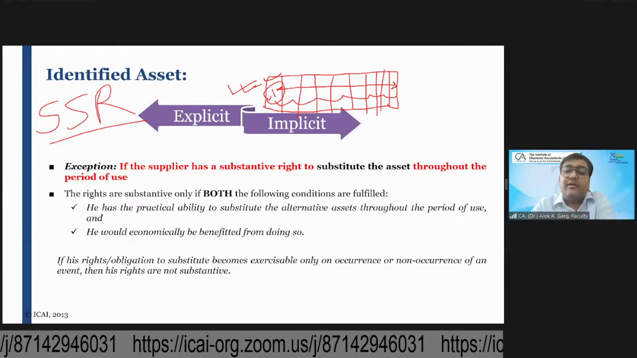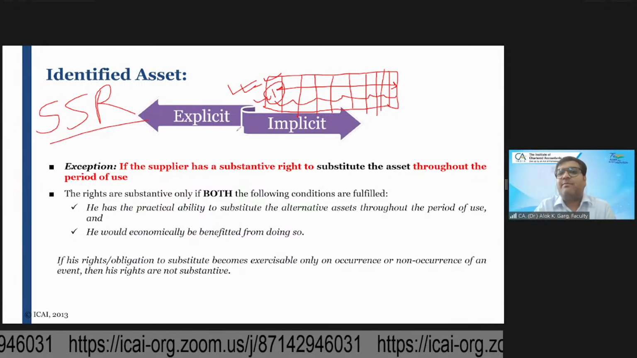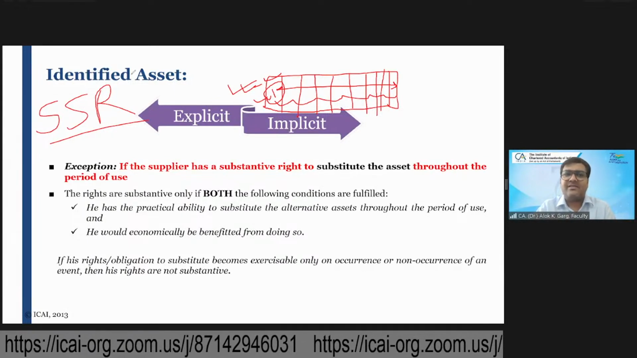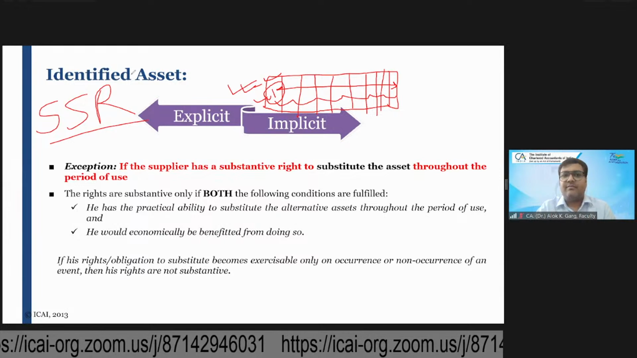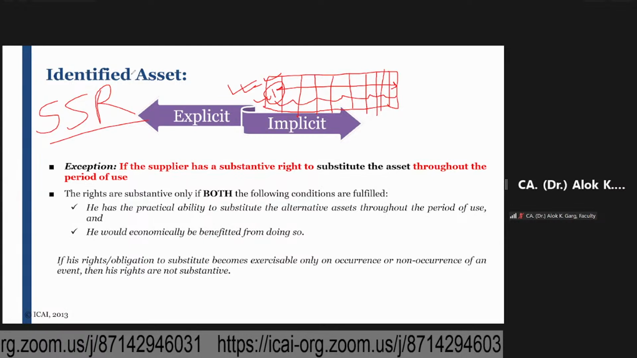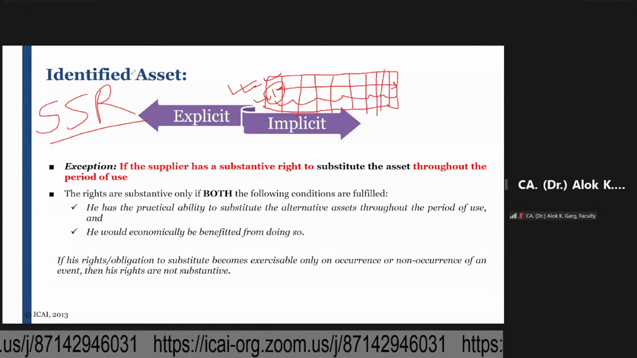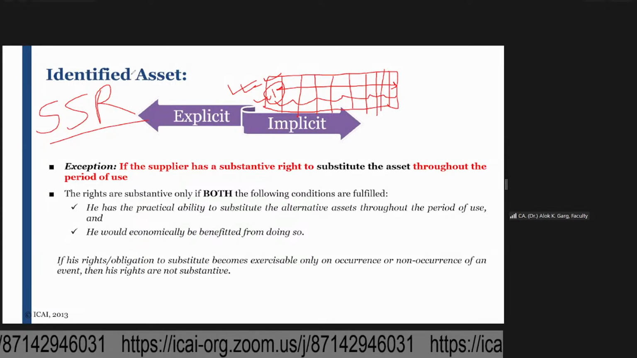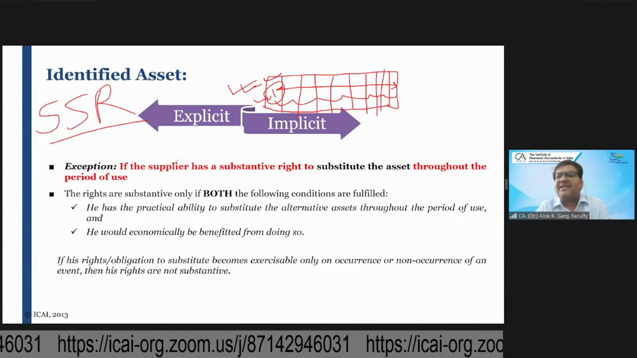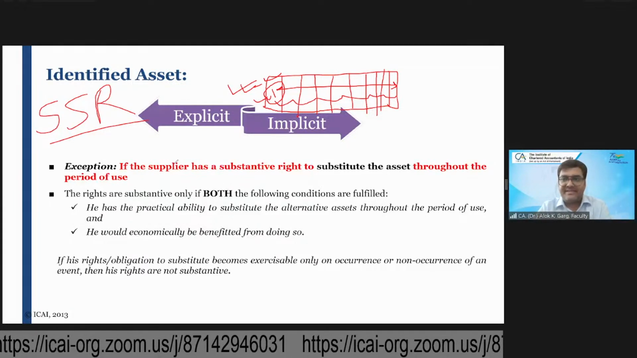Correct? Now my question to all of you: question number 1, whether this asset is explicitly or implicitly given in the contract. Question number 2, whether the lessor has a right to replace this asset. Answer me these two questions. Yes, initially it was mentioned in the contract, but the lessor has a right to replace. So this asset will not be considered as an identified asset.